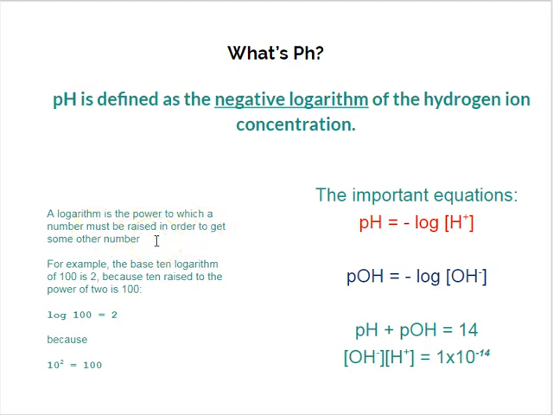So for instance, if we use a base 10 logarithm of 100, base 10 means that we can multiply everything by powers of 10. So a log of 100 is equal to 2, because if we raise 10 to the power of 2, 10 squared, that's equal to 100. So our pH equation that you guys will need to remember is this. The pH of a solution is equal to the negative log of the hydrogen ion concentration in that solution.